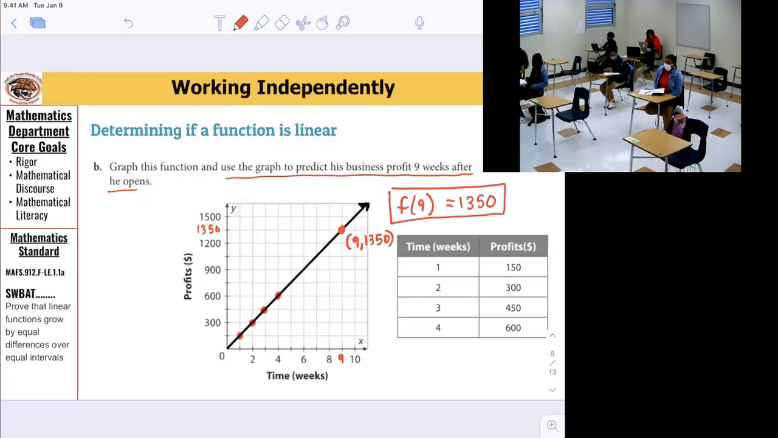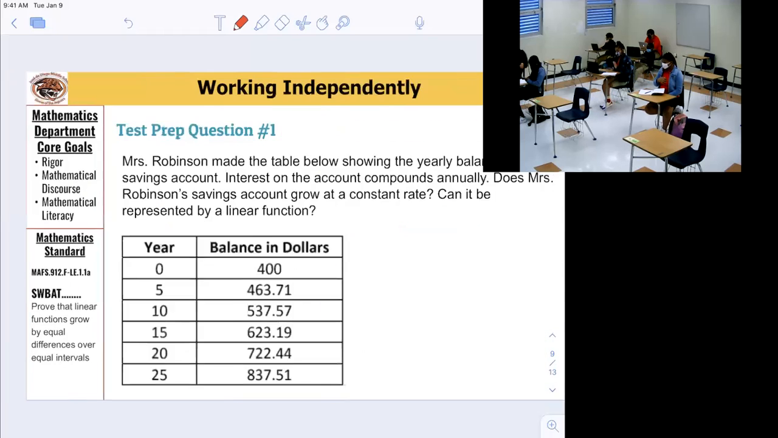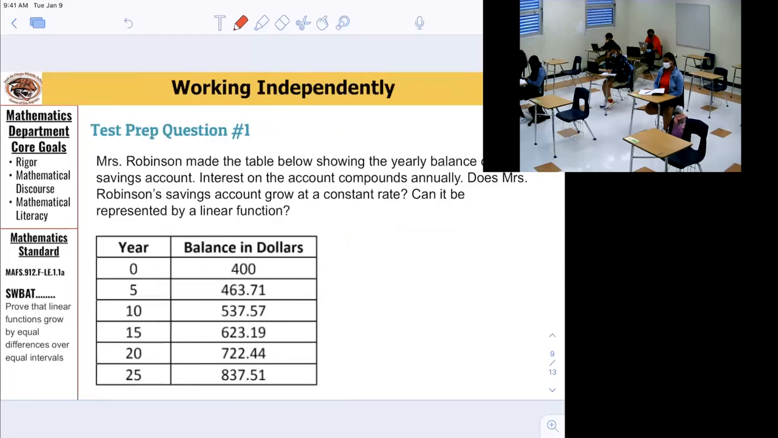Y'all ready for another one? It's too easy, right? All right. Now we got some real numbers.